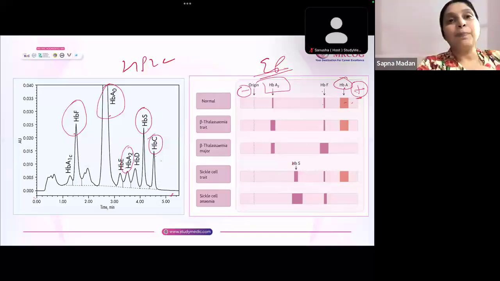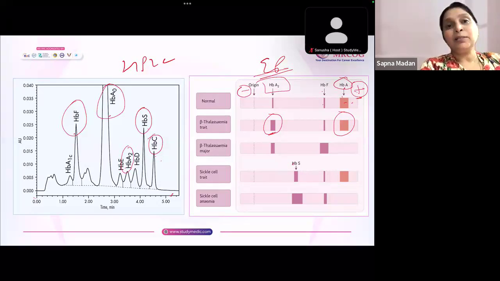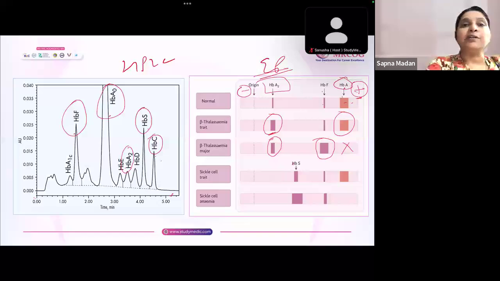Okay, so if it is a normal pattern, then you will see a thick zone in the adult area and the others will be minor. If it is a beta thalassemia trait, as we had seen in the graph, in the peaks, there was HbA2 and there was adult hemoglobin. And you can see that the HbA2 is quite significant, more than the normal category. In beta thalassemia major, there is no adult hemoglobin, okay? There is a major fraction of HbF, and beta thalassemia major also has HbA2 in a significant quantity.